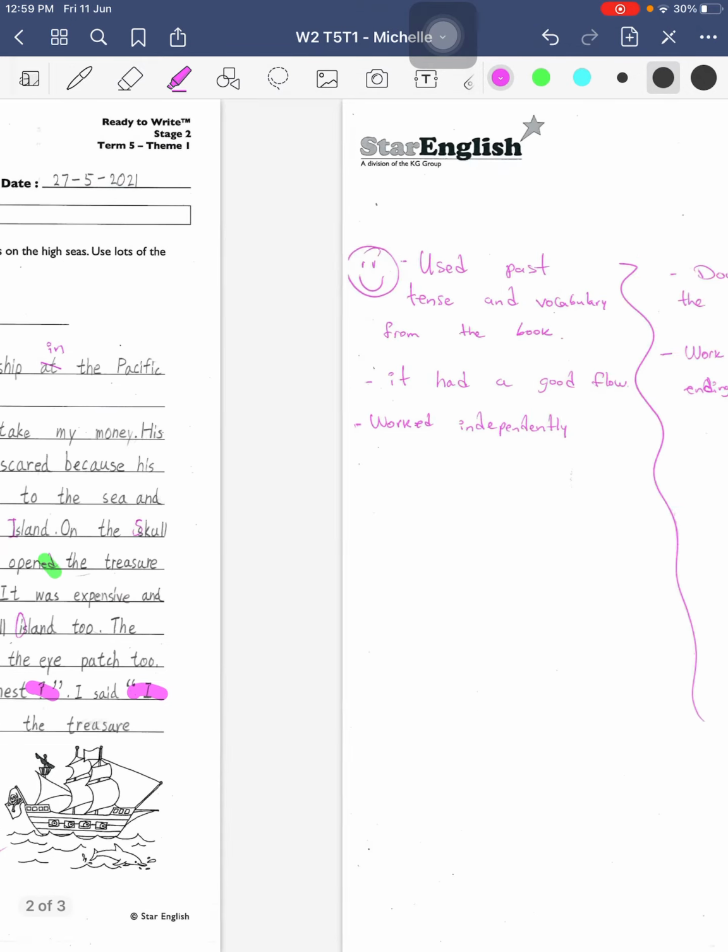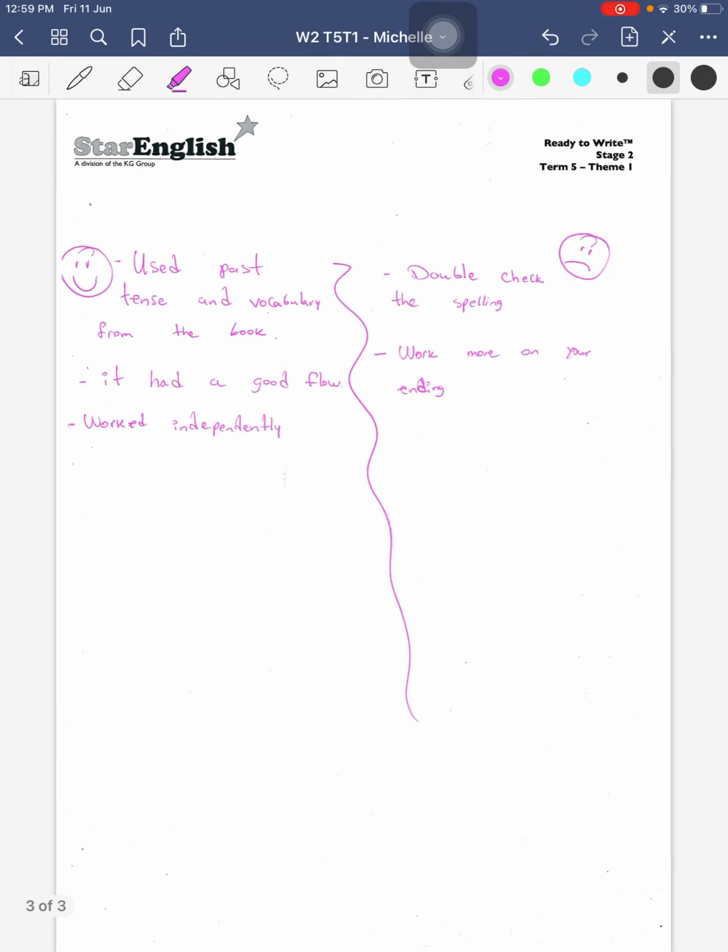And also, your work was very neat. So you use past tense. You use also vocabulary from the book, which is really good. You were actually using the book to help you out. The story had a nice flow and you mainly work by yourself.